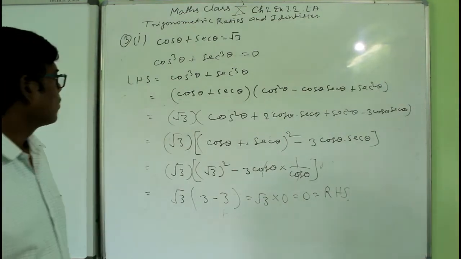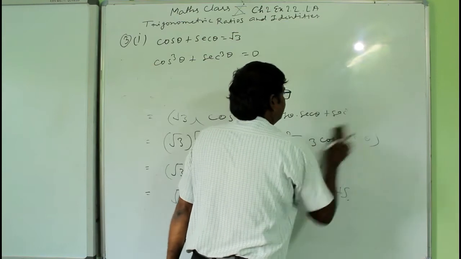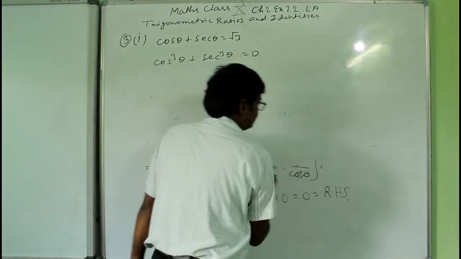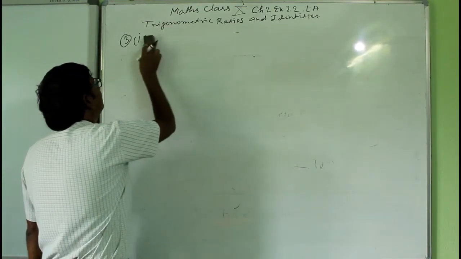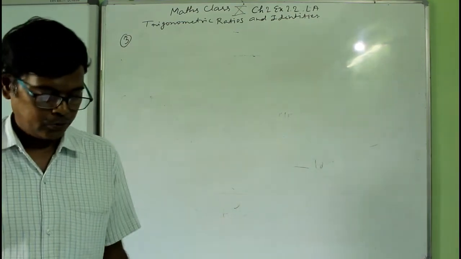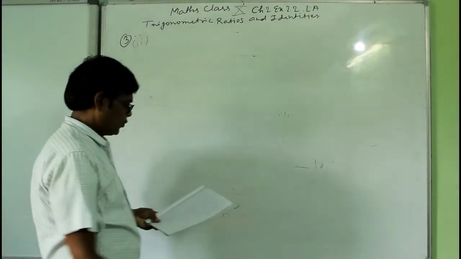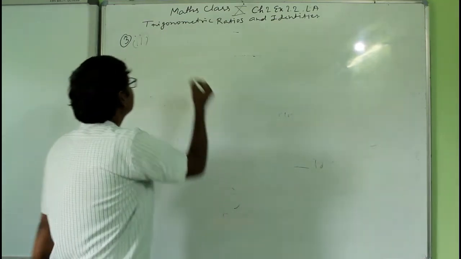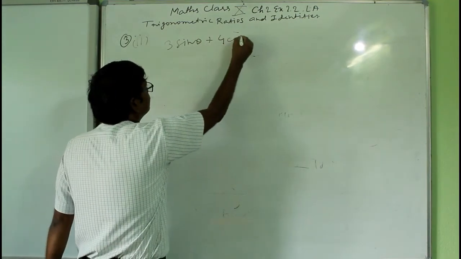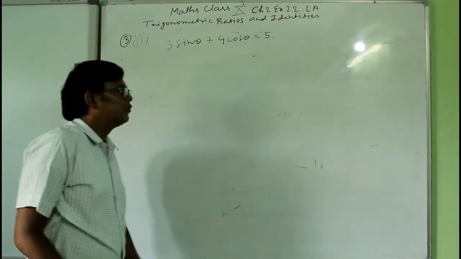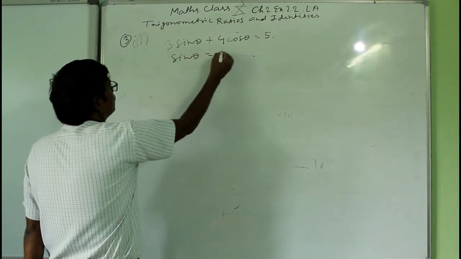We have to find, the question number 2 is 3 sin theta plus 4 cos theta equal to 5, and we have to find the value of sin theta.